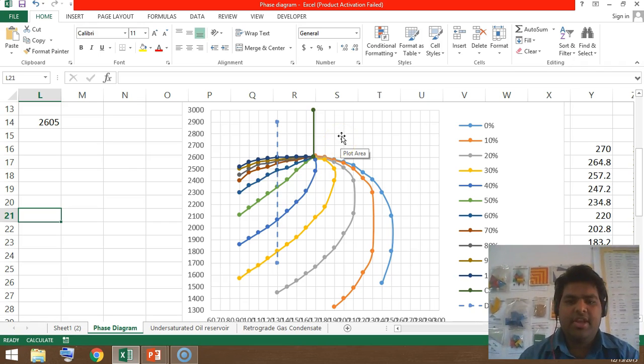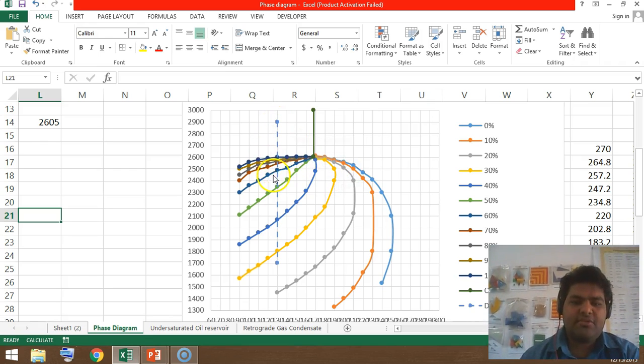Let me remind you, in retrograde the quantity of oil will be first decreasing and then increasing. Okay, and it will be opposite with the gas phase. The quantity of gas will be first more, then less.